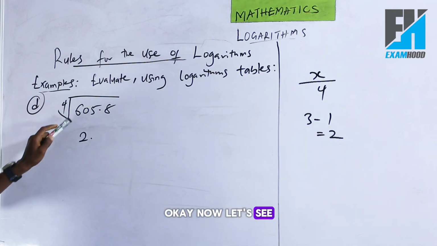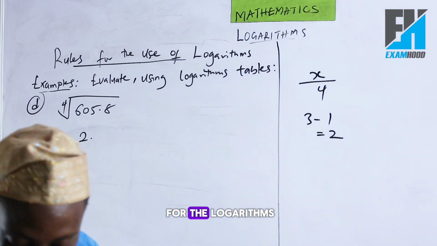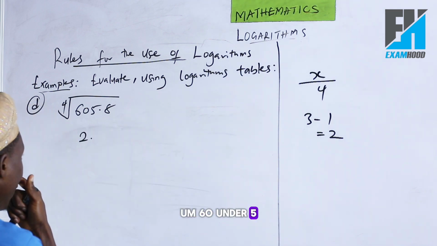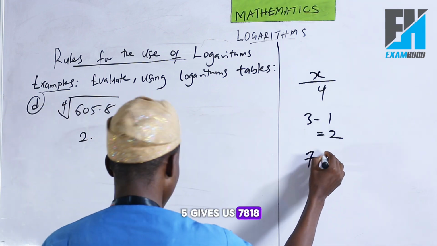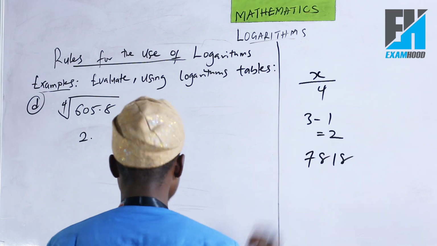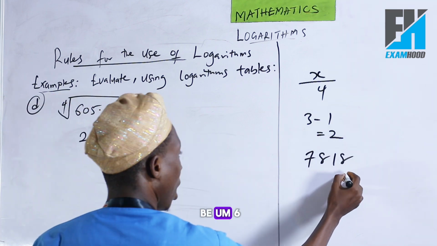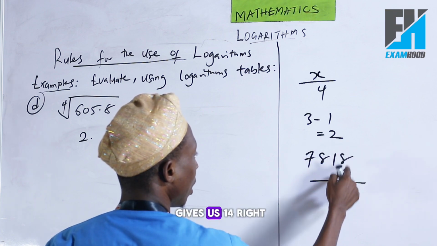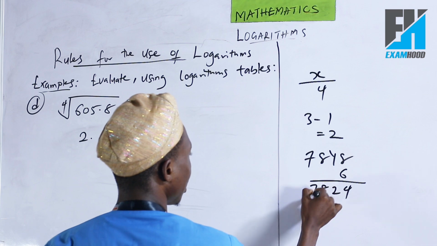Now let's see. 60 under 5 difference 8. That is for the logarithms. Now let's check our logarithms table. 60 under 5 gives us 7, 8, 1, 8. And under difference 8, we have it to be 6. Let's add this. This gives us 14, right? 4, we have 1, that is 2, 8, 7.